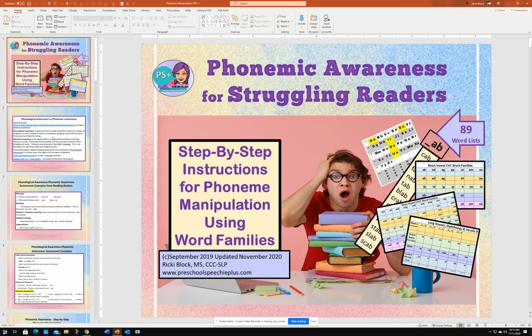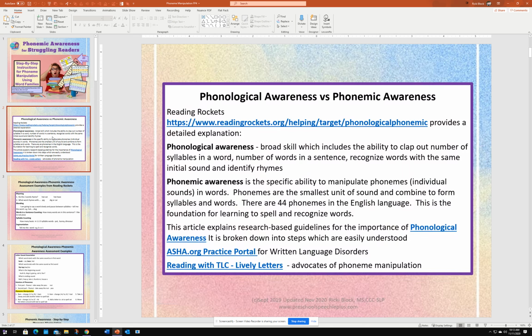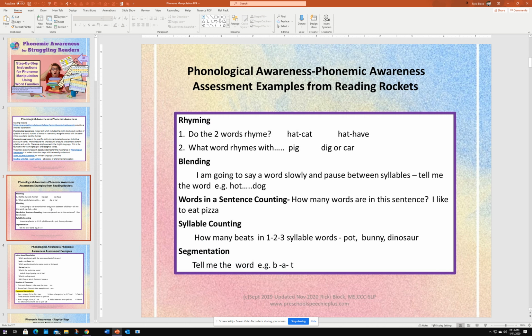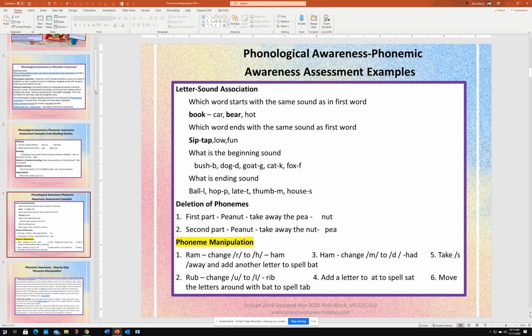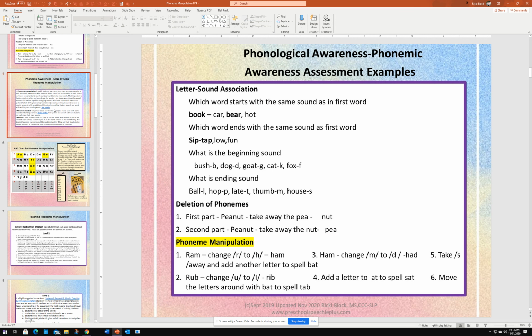In this product, I include some background information from Reading Rockets, ASHA, Reading with TLC, just to give you some background in phonological awareness. I've also included some basic assessment tools for checking out various phonemic and phonological awareness activities. I am specifically focusing in on phonemic manipulation in this activity.